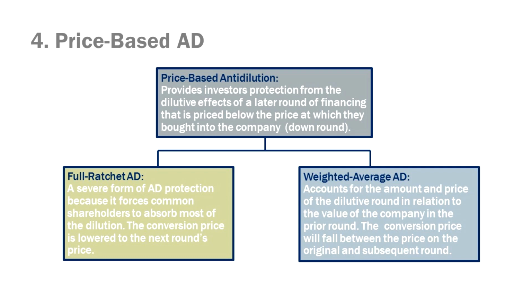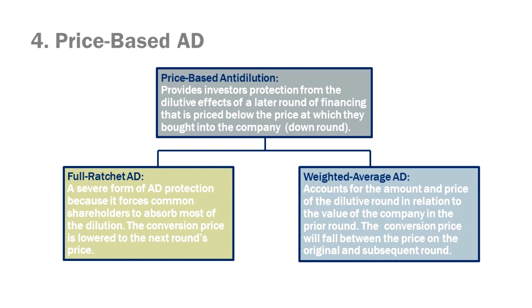Price-based anti-dilution differs from non-price-based anti-dilution because it is triggered by reductions in the price of shares sold to investors in subsequent rounds. This is why it is called price-based anti-dilution. The valuation of early-stage companies is uncertain, and investors could be investing in a company whose value adjusts downward before it stabilizes and resumes positive growth in value. For this reason, investors seek price protection, that is, protection from the dilutive effects of a later round that is priced below the price at which they bought into the company.